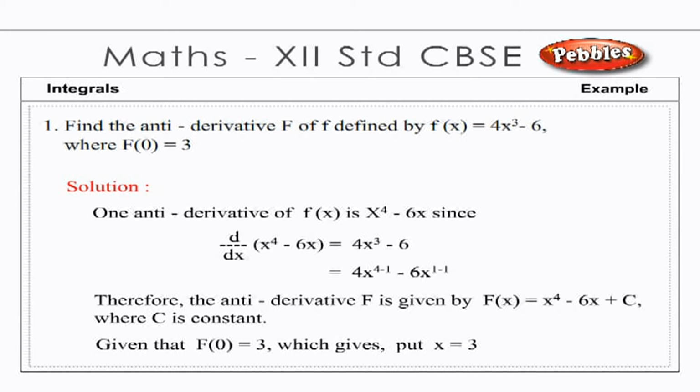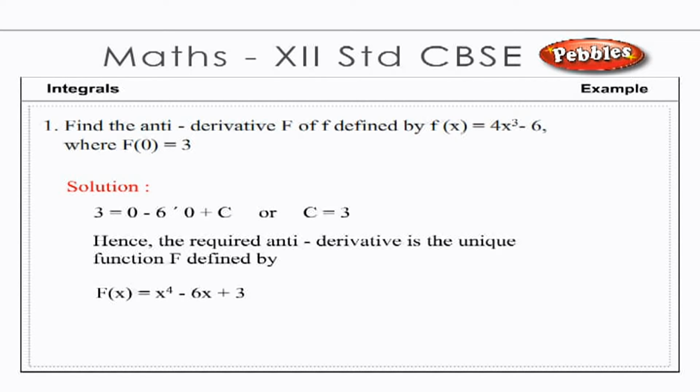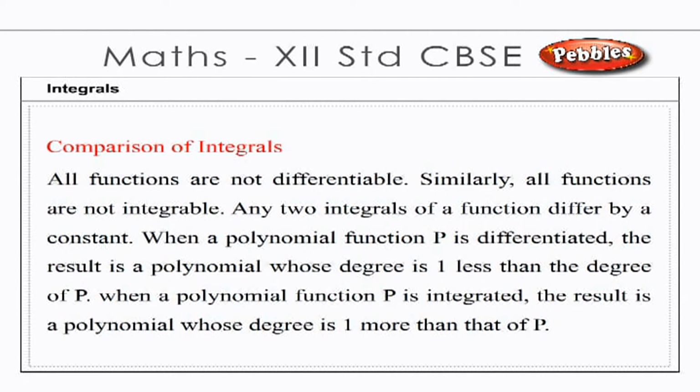Given that F(0) equals 3, put x equal to 0, which gives 3 equal to 0 minus 6 into 0 plus c, or c equal to 3. Hence, the required antiderivative is the unique function F defined by F(x) equal to x power 4 minus 6x plus 3. A comparison between differentiation and integration is given on the screen.